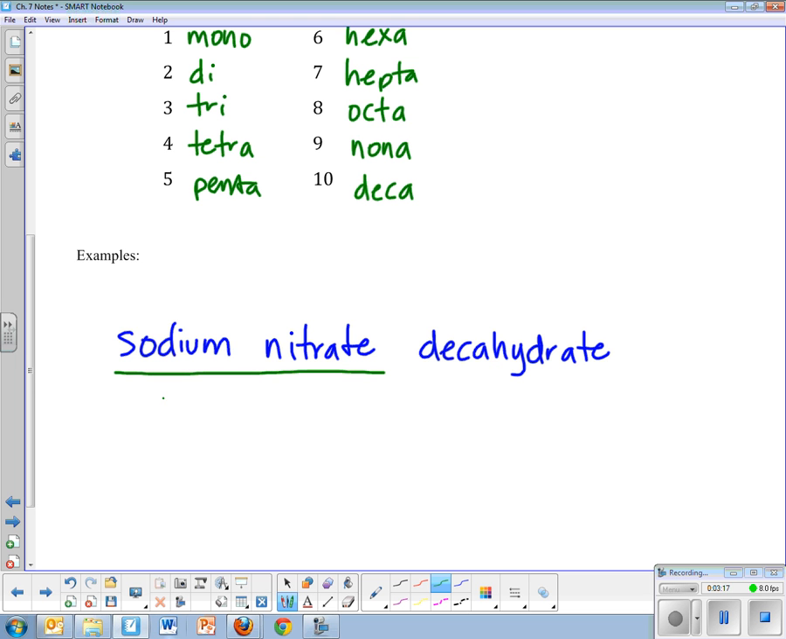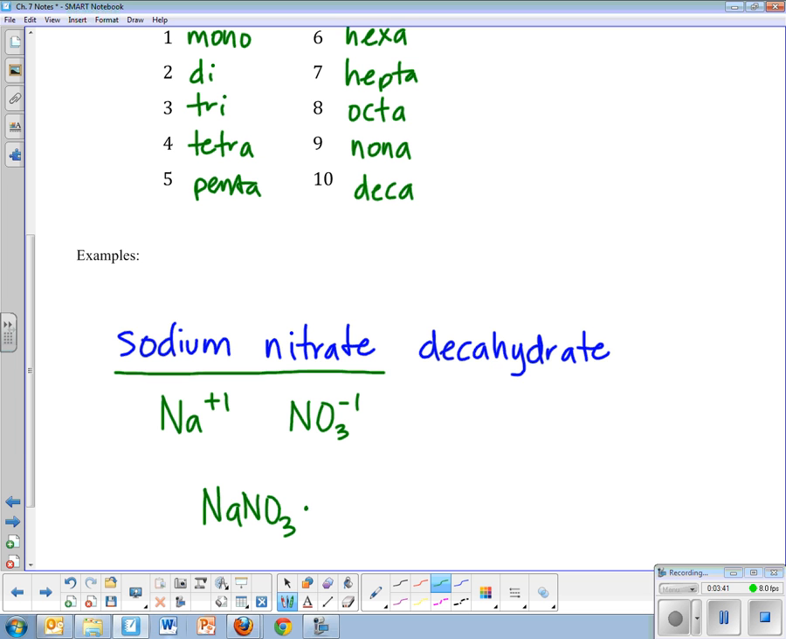So sodium, sometimes it helps to write out the ions, as we're still learning, is +1 based on where it is in the periodic table. Nitrate, polyatomic ion. How do I know that? Because it ends in ate. It is NO3 -1. So when we combine those, we're going to get NaNO3, 1 of each.